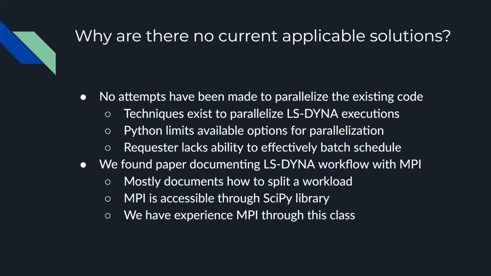As well, Python actually limits the available options for parallel multi-core, and it restricts what we can actually use. So it's actually a good thing that we did cover MPI in this class. Next, we found another paper documenting the implementation of MPI with LS-DYNA, and while it didn't give an explicit solution, it was able to show us that MPI does work with Python and that it's accessible through the SciPy library, and we were able to see how it splits the workload.